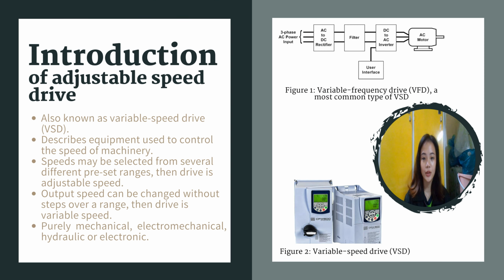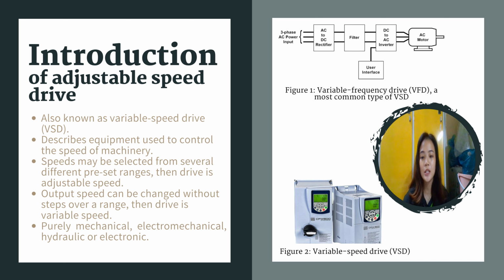So we will get into the first part of our presentation, which is the introduction. Before I get into the introduction of our main topic for today, the switch reluctance motor (SRM), I will first do a brief introduction on the adjustable speed drive. So our title on this slide is the introduction of adjustable speed drive. An adjustable speed drive is also known as a variable speed drive (AVSD), and it describes the equipment used to control the speed of machinery items.